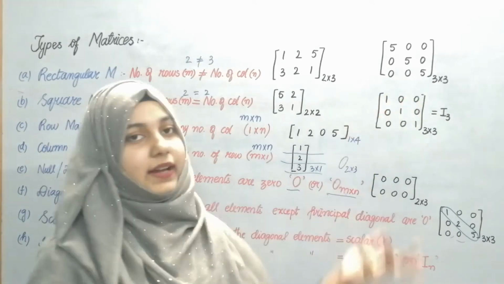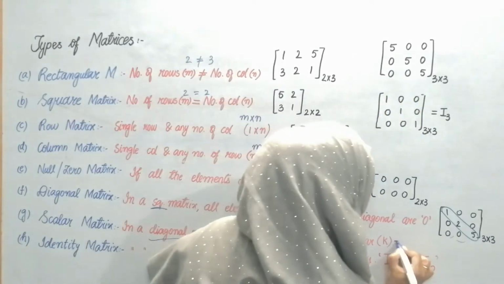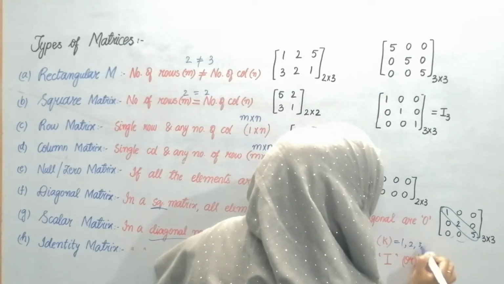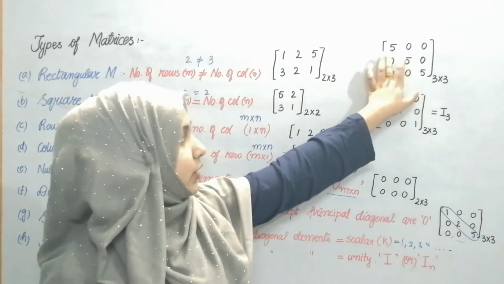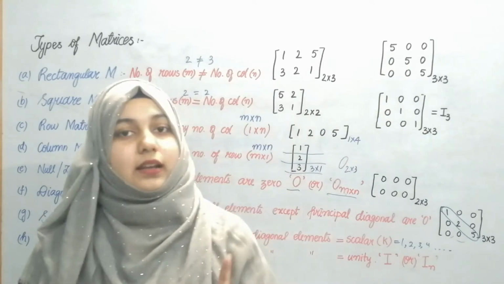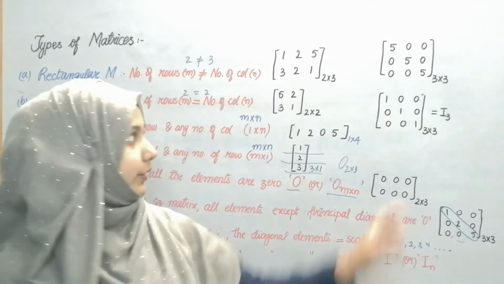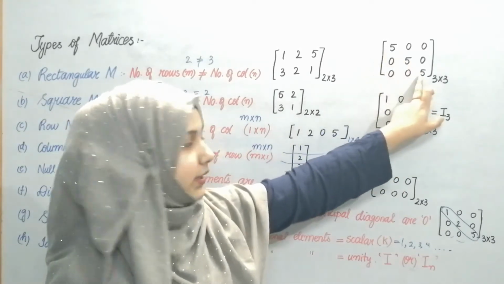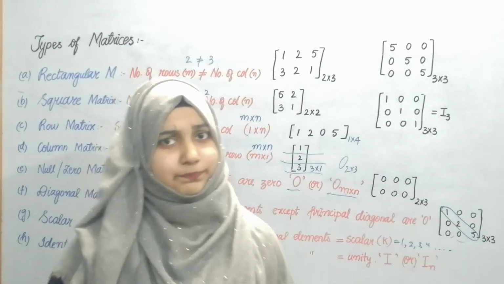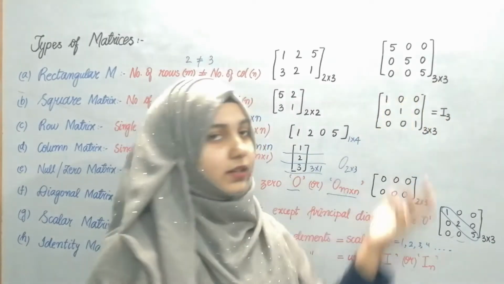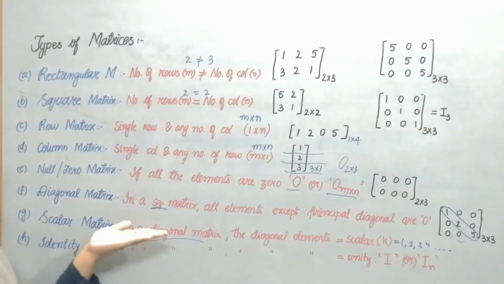Instead of k, suppose I've got 5. k can be anything. It can be 1, 2, 3, 4, anything. Suppose I took 5. So the principal diagonal has a scalar value, the same value: 5, 5, 5. Suppose 3, 3, 3. Okay? Getting clear? If the principal diagonal elements are the same, then it is nothing but a scalar matrix.